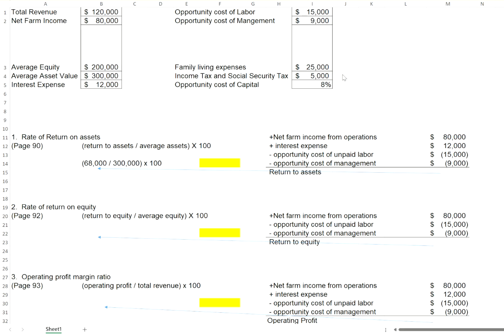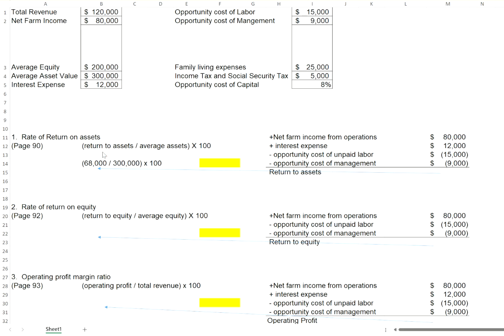Let's assume that you would take out for your family living expenses $25,000, and also taken out of salaries is income tax, state and federal income tax, and Social Security tax at $5,000. And the opportunity cost of capital, where you might be able to make money elsewhere or invest it elsewhere, is 8%. So let's start with page 90.